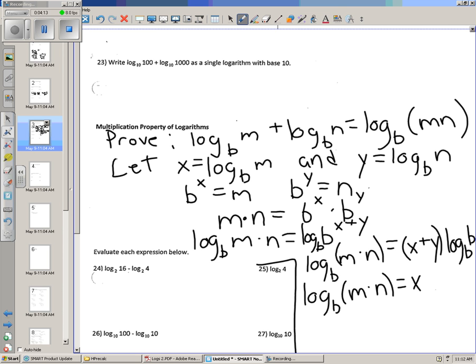And we know from the beginning that x is really the same as log base b of m, and y is the same as log base b of n. So we've proven what we set out to prove.